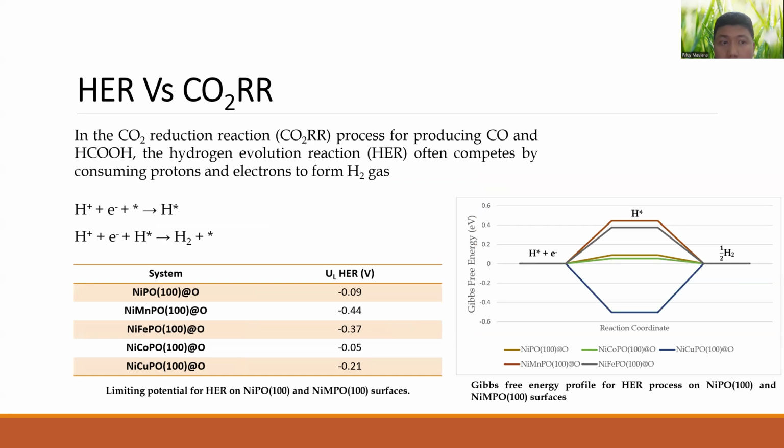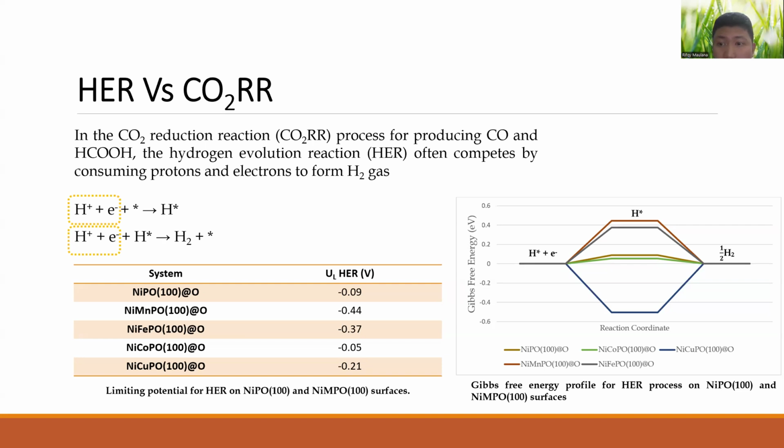The hydrogen evolution reaction is often considered a parasitic reaction because it competes with CO2RR for the same reactants, particularly the protons, the H+, and the electrons, e-, and consumes energy that could otherwise be used for CO2 reduction. Here are the key reasons why HER is seen as a parasitic process in CO2RR.